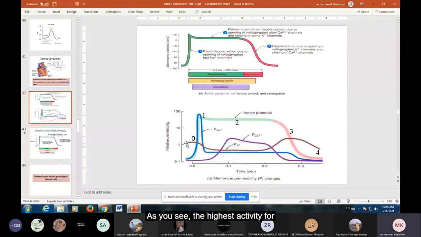As you see, the highest activity for the potassium channels is during this phase of the action potential, which is called phase 3. And the highest activity for calcium channels is during phase 2 here, which is called the plateau of the action potential. So this is the variation that we can have in the action potential by having other ions involved, like calcium ions here.